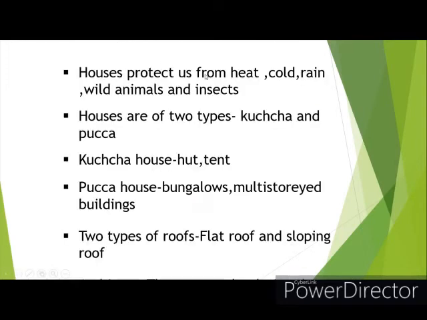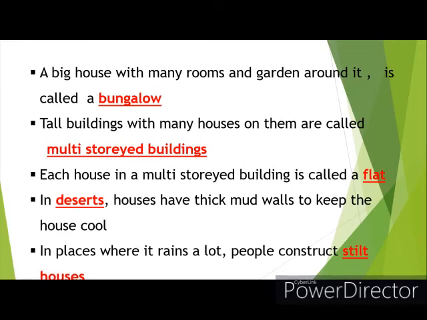Things we have learned today. Houses protect us from heat, cold, rain, wild animals and insects. Houses are of two types, kacha and pakka. Examples of kacha house are hut and tent. Examples of pakka house are bungalows and multi-storied buildings. Two types of roofs, flat roof and sloping roof. A big house with many rooms and a garden around it is called a bungalow. Tall buildings with many houses in them are called multi-storied buildings. Each house in a multi-storied building is called a flat.